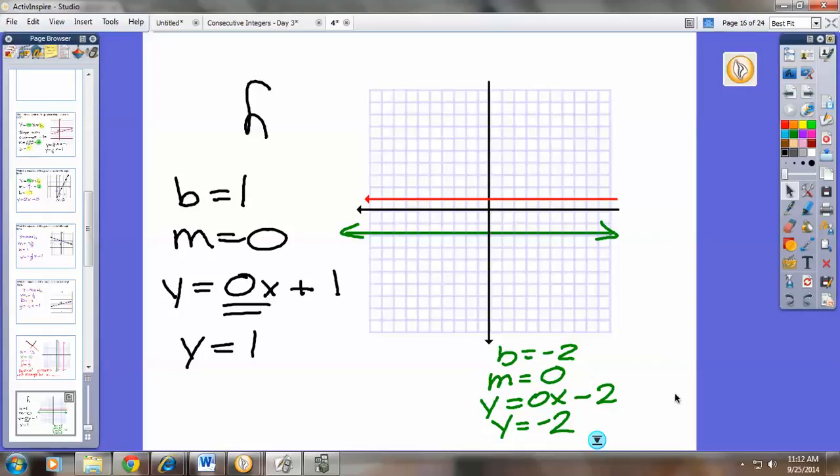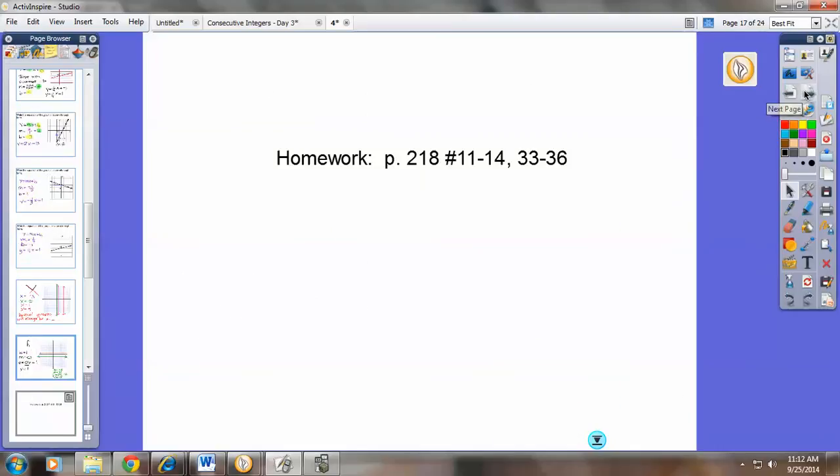This is 0. All right. I do have some problems for you to practice tonight. You are just writing the equation. They're going to give you the graph and you're coming up with the equation. You'll need your textbook. Page 218, 11 through 14, and 33 through 36.